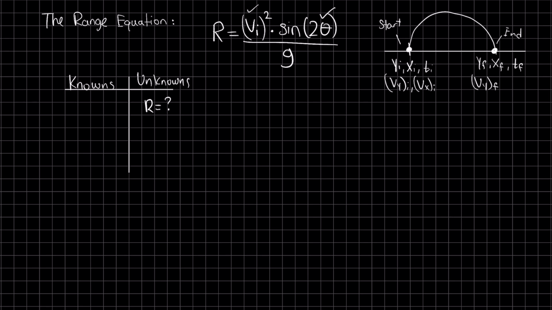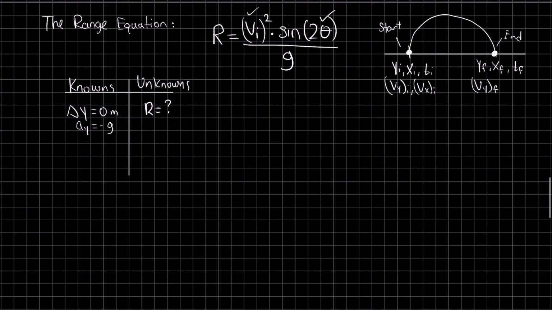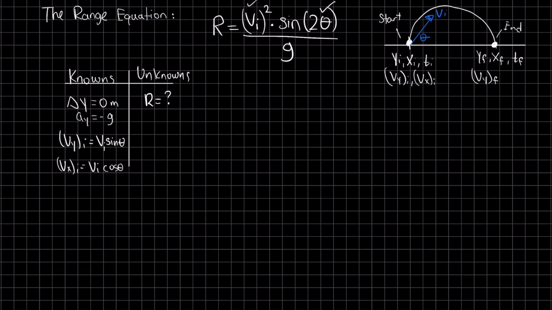Since it starts and ends at the exact same height, I know that my displacement is equal to 0. My acceleration is minus g. So the initial velocities are going to be any value that we're going to call vi and at any angle. So the vertical velocity initially is just going to be vi sine theta. And the initial horizontal velocity is going to be vi cosine theta. Here's what I know about the range equation. For me to find the range, I just need to multiply my initial velocity horizontally times the time of flight, the delta t. But I don't know what delta t is.